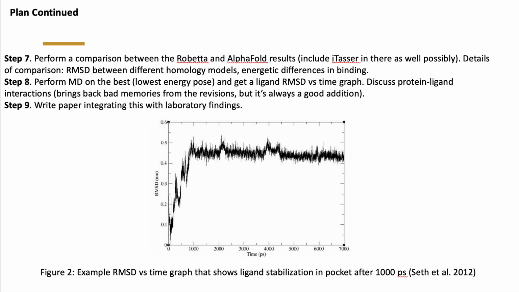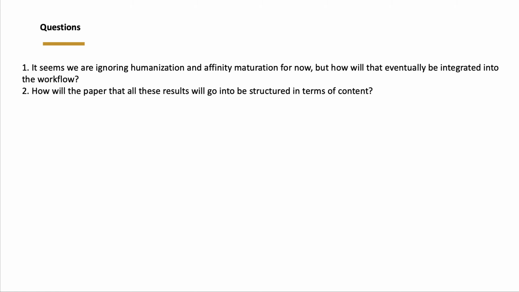It's usually used to reinforce the findings of the docking, that the ligand is stable in its site. So the RMSD is constant over a period of time. That means something is holding the molecule there. What interactions are there, you can then name them. And then, writing the paper, integrating this with the laboratory findings.